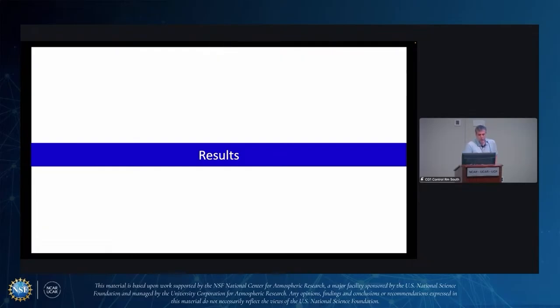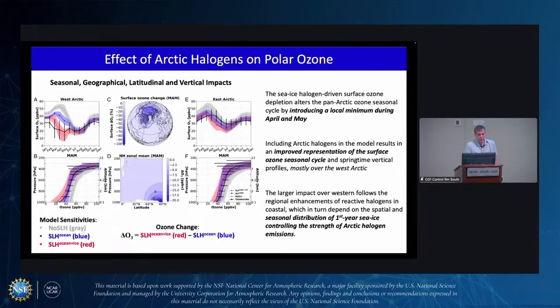So moving into the results, here on the top left, in panel A, we can see that the observations are in black, with the hourly variability shown as error bars on each of the black lines. The model results for the no halogen simulation are in gray, for the oceanic configuration in blue, and for the one including the sea ice emissions in red. We can clearly see that the minimum of ozone observed over the Arctic during the spring in the West Arctic is only captured when we include these sea ice emissions.